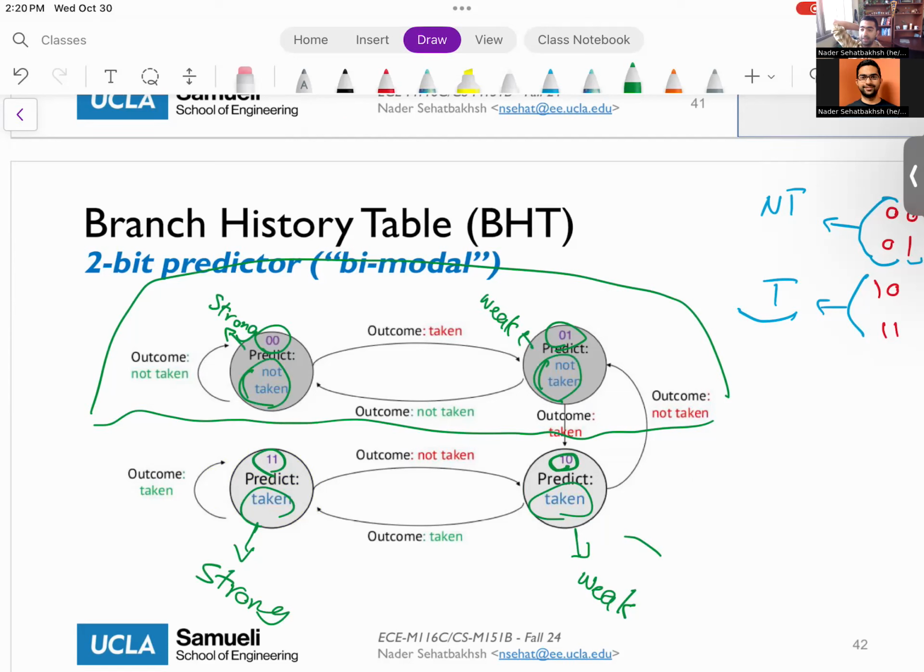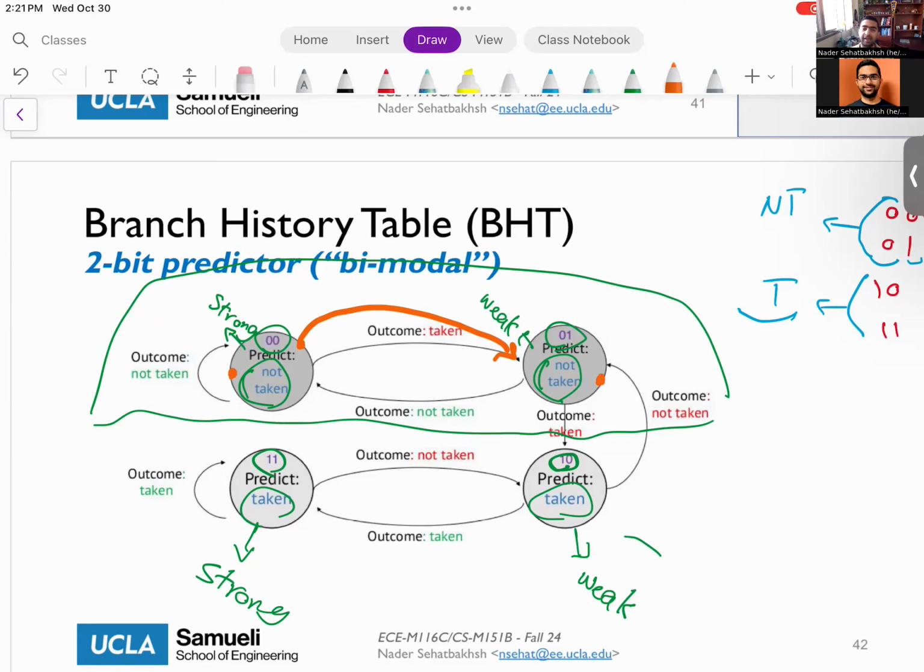The second thing is how do we update these four states? The update is going to be based on where we are. From 0,0, we can only go to 0,1. So if we are in the strong not taken state, and the outcome of the branch is indeed taken, we're going to move from 0,0 to 0,1.